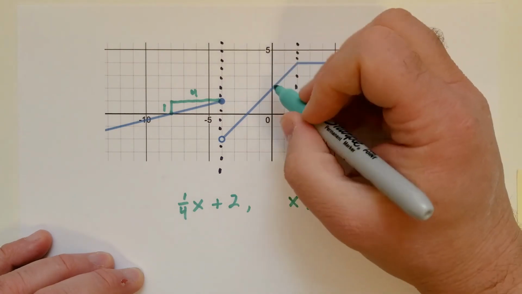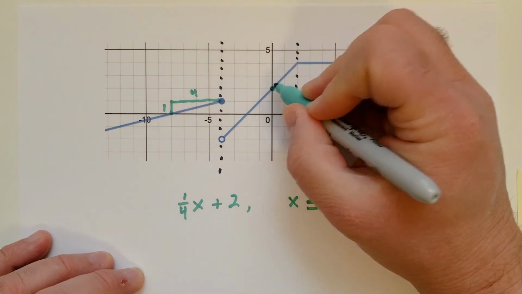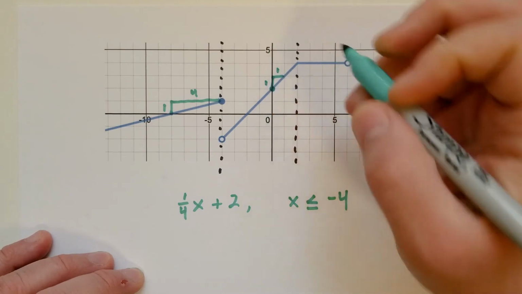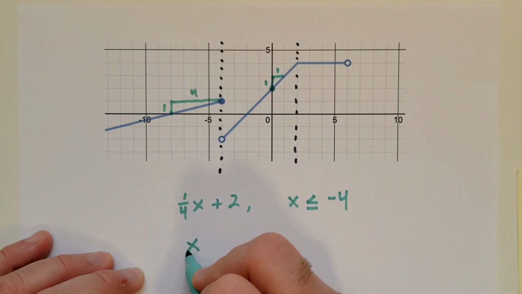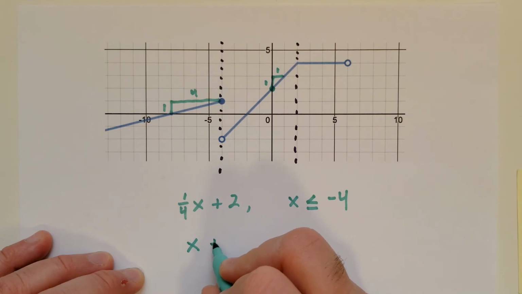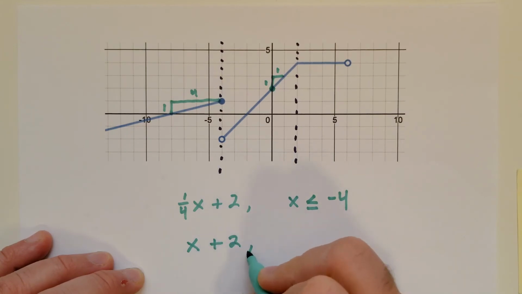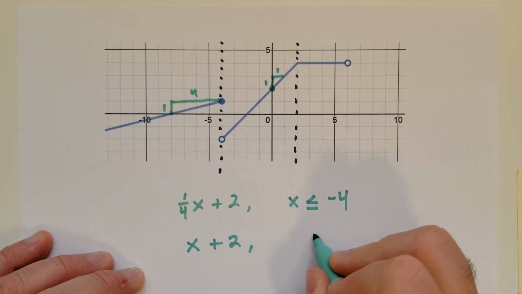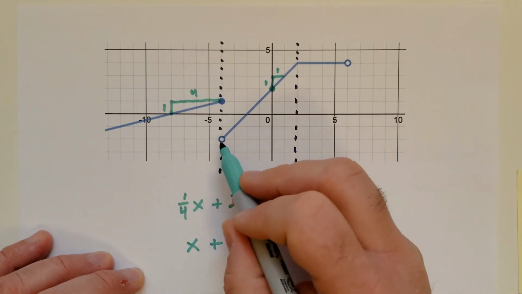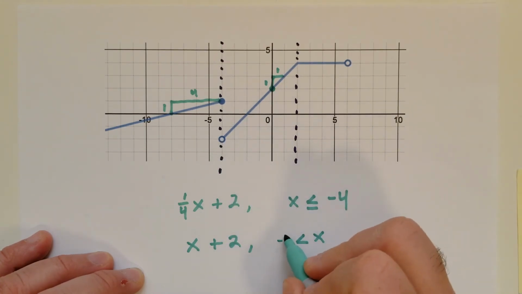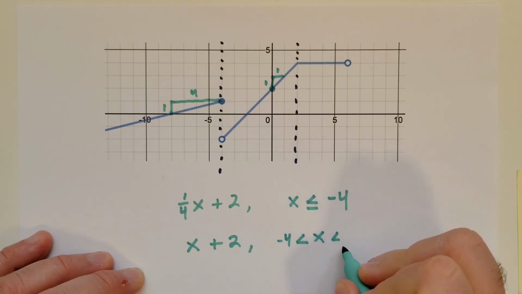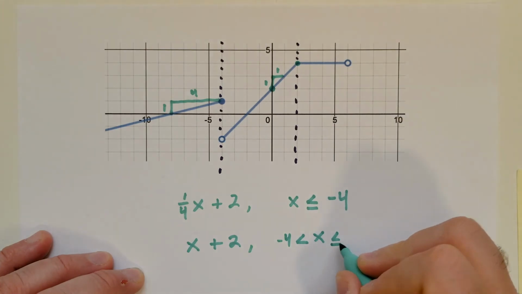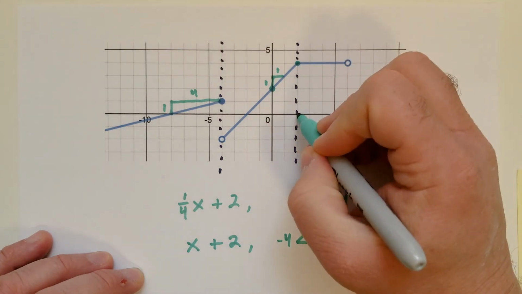The second part of the function, we can easily read the y-intercept there, and it looks like the slope is 1/1. So this next part would be 1x plus 2. But this rule only applies for where x is greater than -4 and less than or equal to +2.